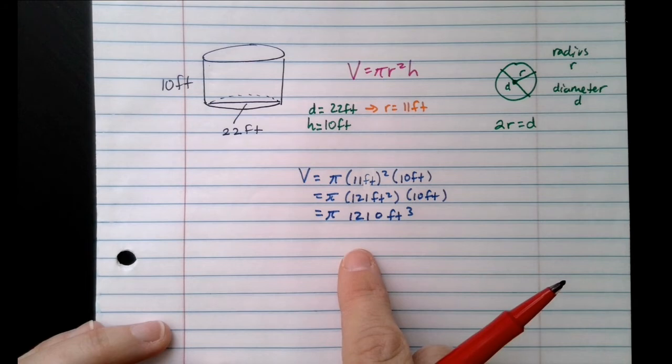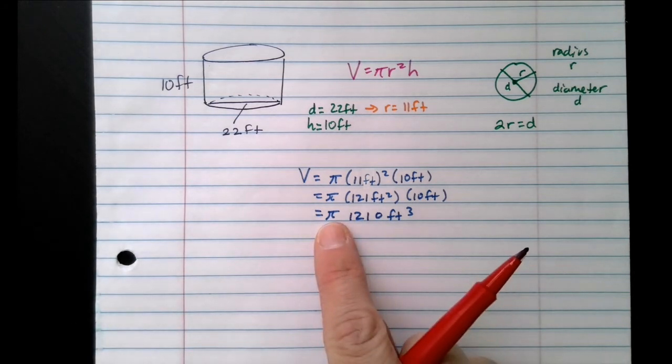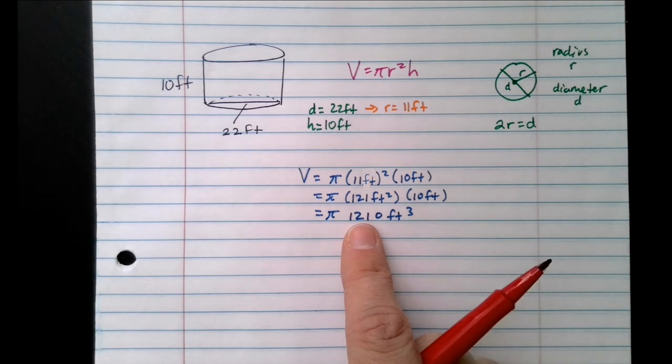Again, there's two ways you can write your answer. You can write it in exact form, which would leave pi alone, or you can approximate it, which means you take your number and you multiply it by pi.